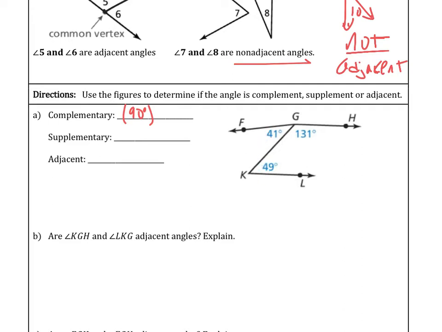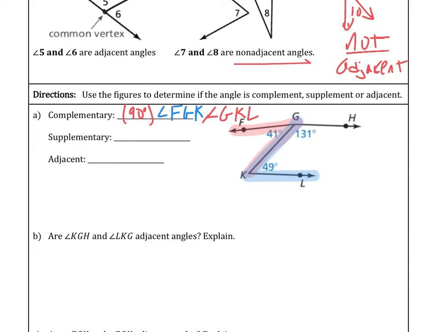Oh, there's two right there. So we've got this angle here, and that is angle FGK. The G has to be in the middle. And then we've got this angle here, and that's GKL. So angle GKL is the other one. These are pairs. So we're looking for angle pairs. Those would be complementary.